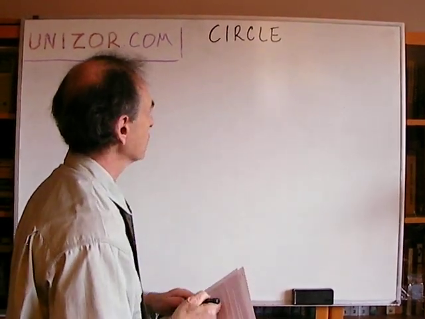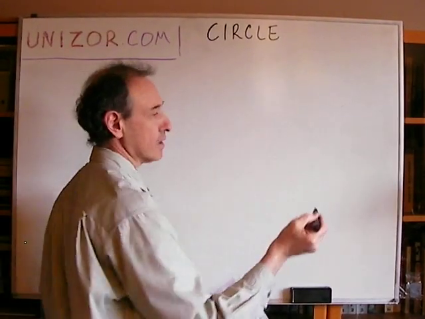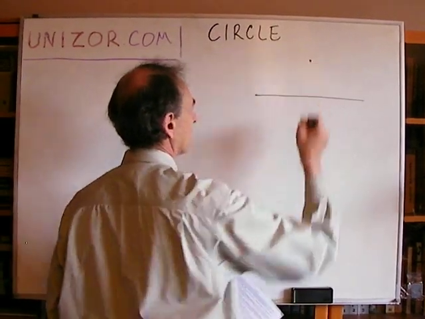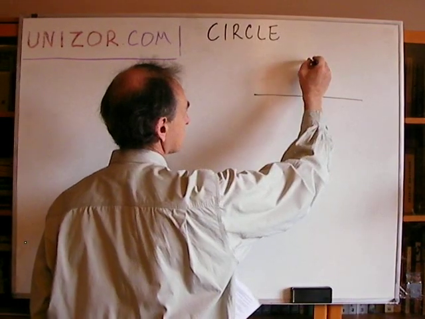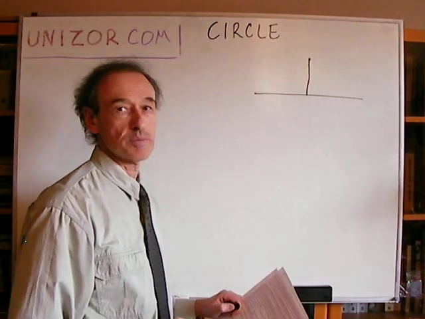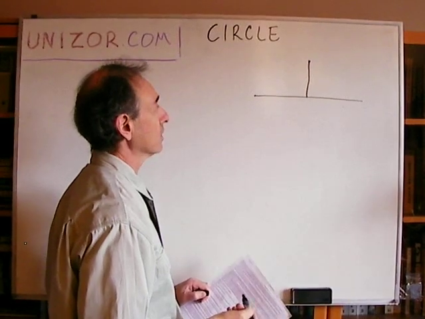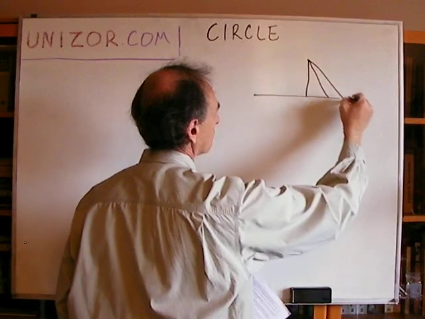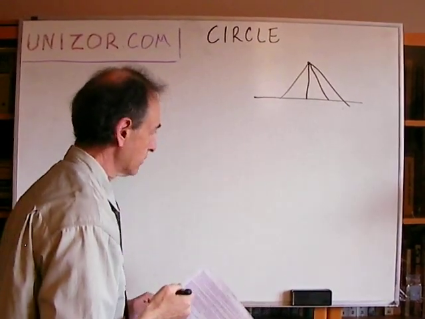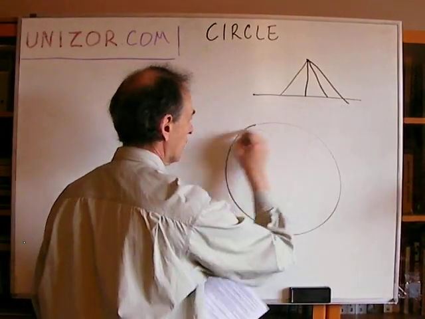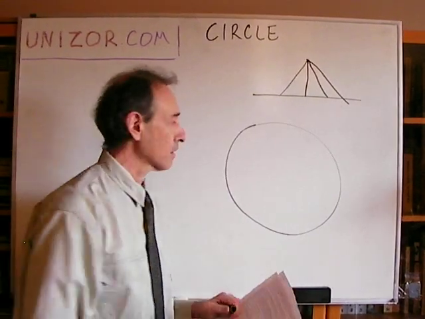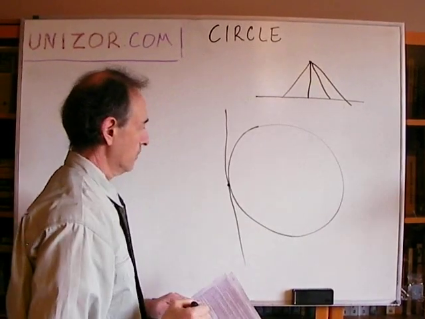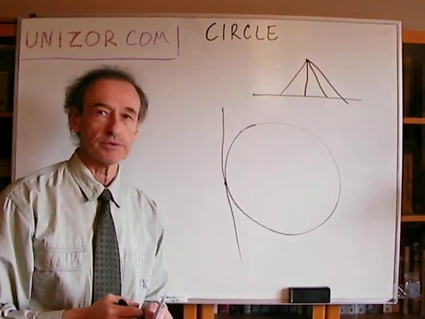Okay, next is about tangent. Now, we were already talking just a second ago about the fact that if you have a line and a point outside, then the shortest distance from the point to the line is a perpendicular. Everything else is longer. All right? Now, what if you have a circle and a tangent? Tangent is the line which has only one common point.